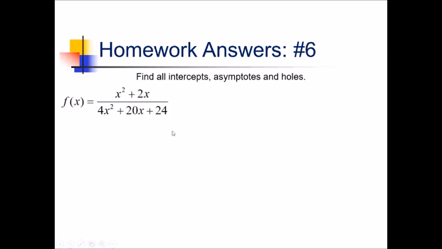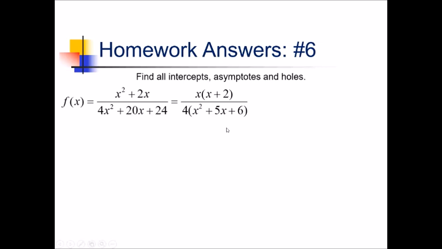Before I dive in and try to find all the different features of this rational function, this is looking like something that it might be helpful to factor. I might even get lucky and be able to cancel out some common factors. Let's give it a try. For the numerator, I see that I have a common factor of x in each of these terms that I can yank out of there. That'll leave me with x plus 2 in parentheses. For the denominator, these all have a common factor of 4 that I can take out. So if I take out a 4, I've got an x squared plus 5x plus 6.